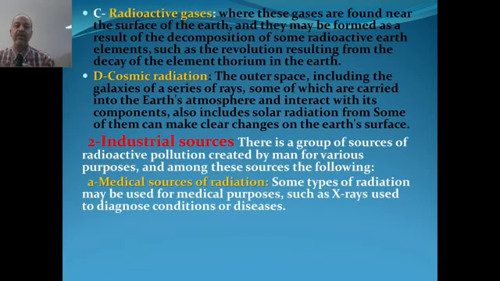The third one, radioactive gases. Some gases are found near the surface of the Earth, emitted from the ground, from volcanoes, from hot spots, something like that. They may be formed as a result of the decay of radioactive elements in the Earth, such as radon, which results from the decay of the element thorium in the Earth. Not the element itself, but the gases found near the surface, which run outside of the Earth.